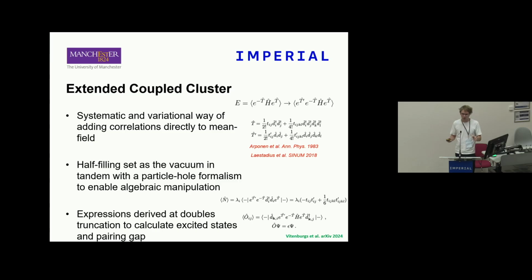Coupled cluster doesn't do this. It's a variational way to describe systems in a more full way. And if we add doubles onto it, it describes correlation. So basically, this method would describe the system fully.